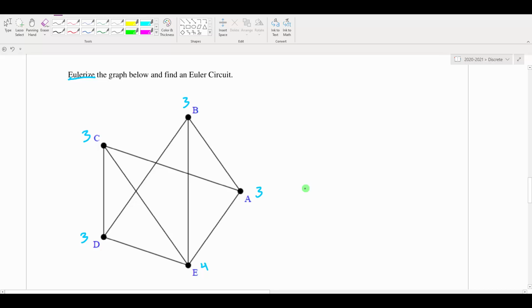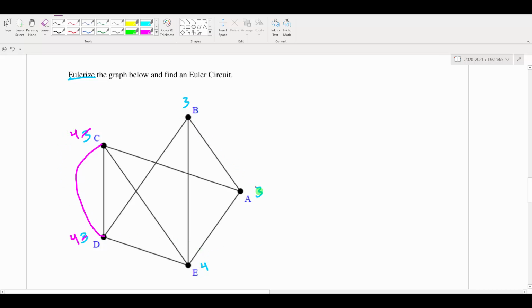And remember, when you Eulerize something, you can only duplicate an existing edge. So for instance, there is no edge that connects B and C right now. So I cannot just willy-nilly create an edge here. However, there is an edge that connects C and D. I can duplicate that edge like this, and then these degrees would change to 4. Okay, so now I have these all even.